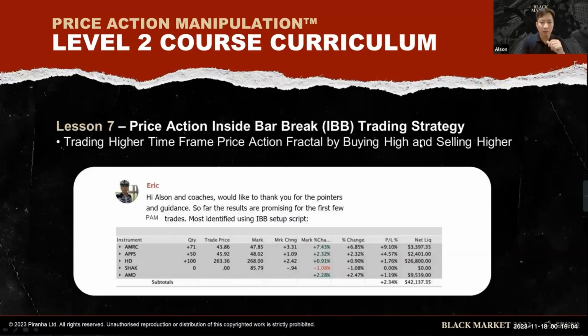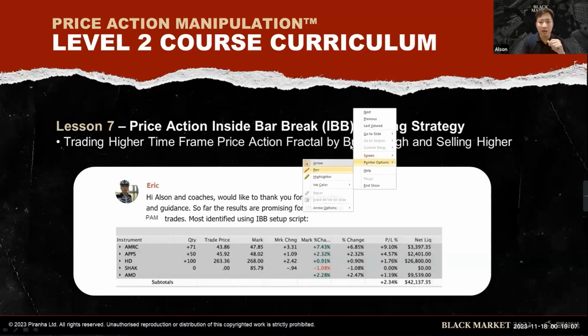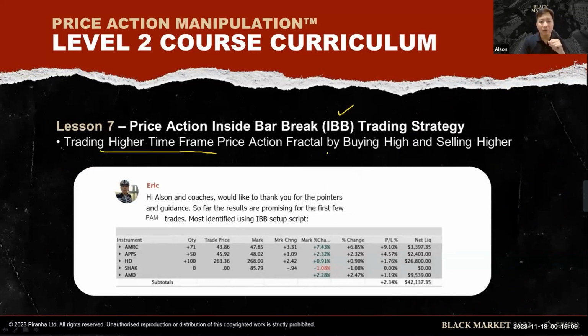Right, and also you learn the additional strategy called inside bar break, how to trade the higher time frame by buying high and selling higher. This is to buy high, sell higher. Understand? Okay.